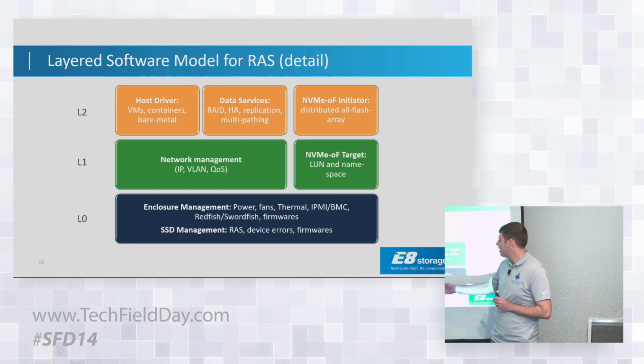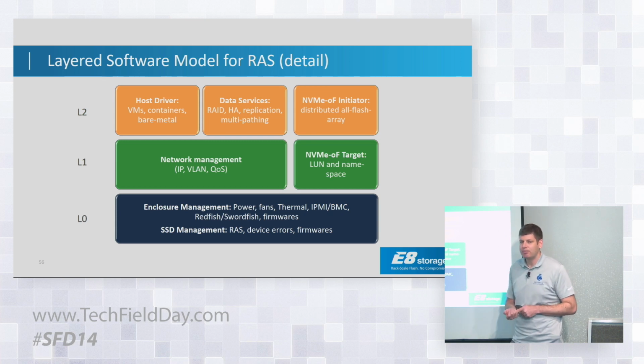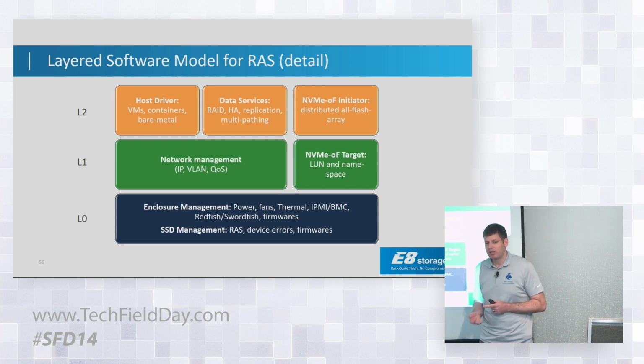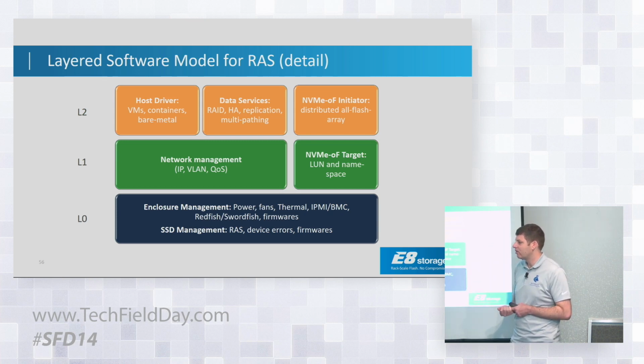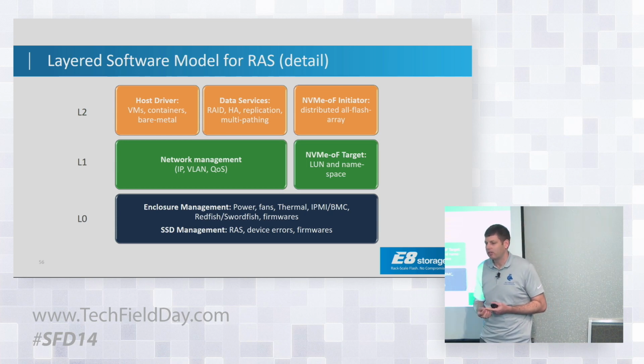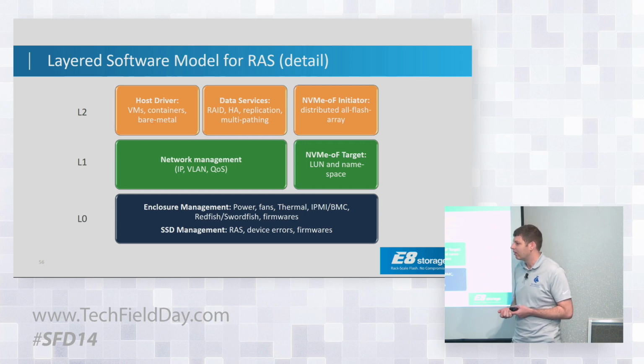SSD management, so we have basic RAS, both in-band and out-of-band. By that I mean out-of-band is like a hard error, like the SSD goes down. In-band is within I/O information, like a soft or a hard medium error. All kinds of log pages and alerts that they export, or their temperatures, and again, the firmwares.